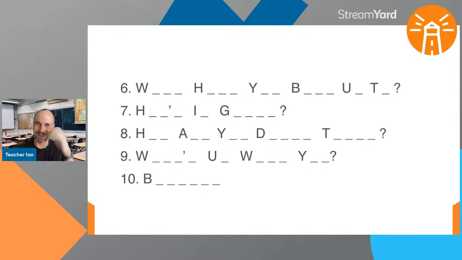I'm trying to figure out number 6. Oh, yeah. So this one's a little bit tricky. W word, H word, Y, B, U, T. And you don't have to go in order. If you don't know 6 and you know number 9, you can answer that one. Number 7, number 8, number 9, and 10. Number 10 is a trick question.